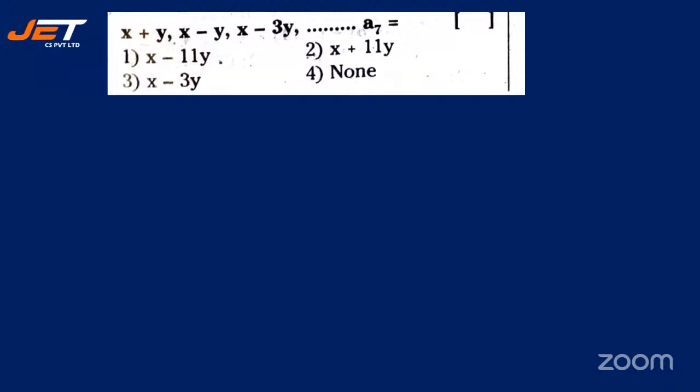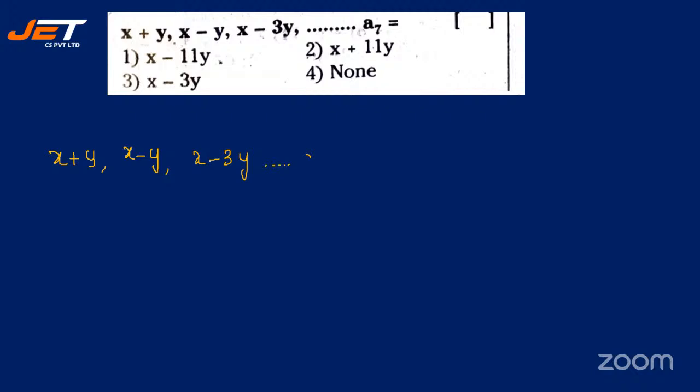Yes, see the sum, and so on till A7. Okay, so this is our function: x plus y, x minus y, x minus 3y, and so on till A7 is equal to what?